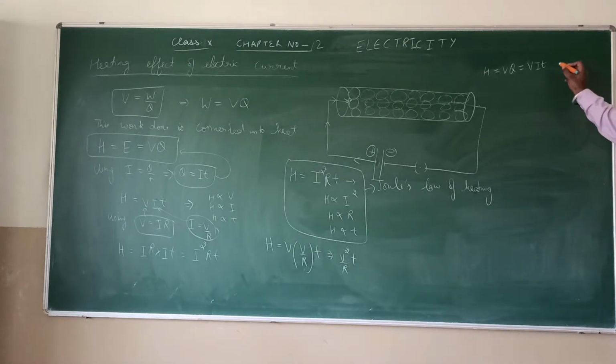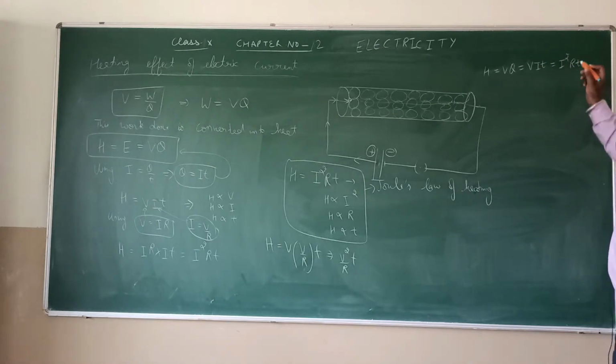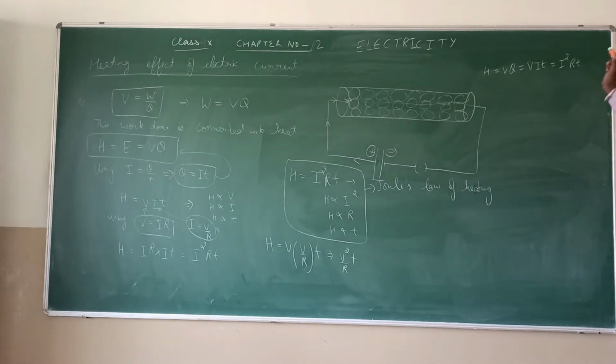Okay, similarly the third formula was I square RT. It is the square of current into R into T. We call this Joule's law of heating, and the last formula was V square by R into T. Okay, these are the 4 formulas for heating effect of electric current.